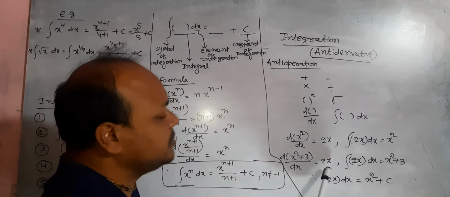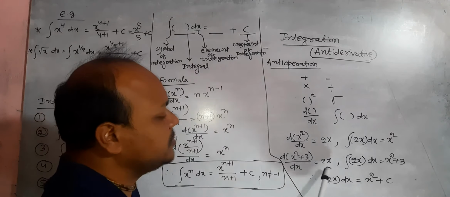So what is the actual integration of 2x? Here the integration of 2x is x square. Here the integration of 2x is x square plus 3. Since in derivative, if there is a constant, its derivative is 0, in return we cannot know what is the value of the constant. So in general we place a c. This is called the constant of integration. So in general we write the integration of 2x is x square plus c. The value of c is 0 here, the value of c is 3 here.